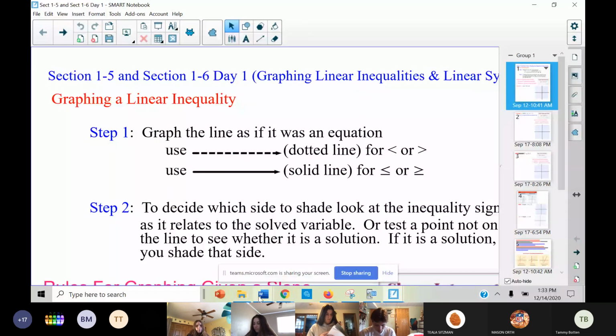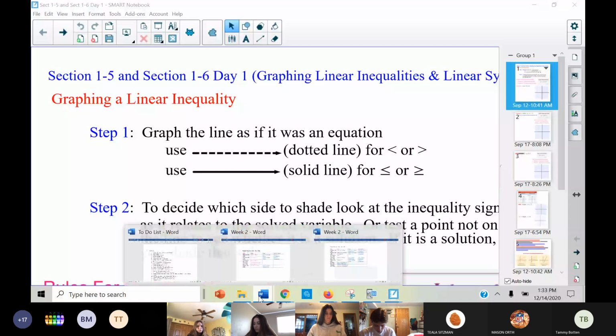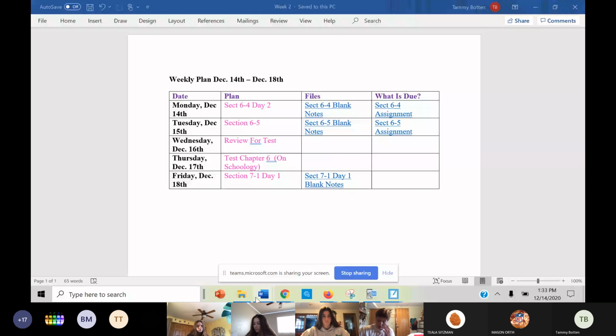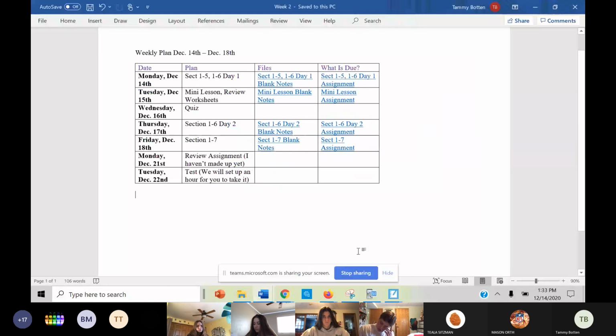And then I also wanted to show you the weekly plan. This is my geometry here. So today we are going to do a section and a half, kind of. Tomorrow, we're going to do this mini lesson, and then I'm going to give you a review assignment of some type. I had originally said that we were going to do a quiz tomorrow, but I moved that to Wednesday.